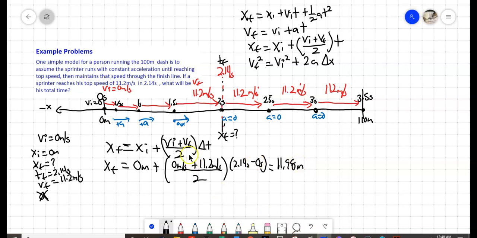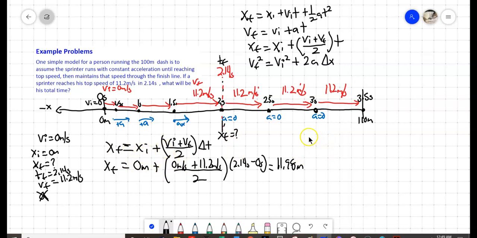So this is about 30 feet, so this is a really far distance. 110 meters is very far. So let's double check our math. They started out not moving at time 0, and at 2.14 seconds they were at 11.2 meters per second over 2, and this is delta t, so that does make sense. So this is going to be 11.98 meters. Cool. So that is accelerated motion for here.